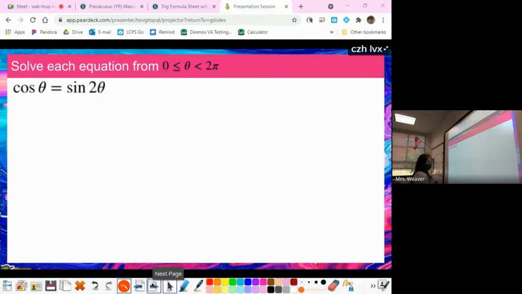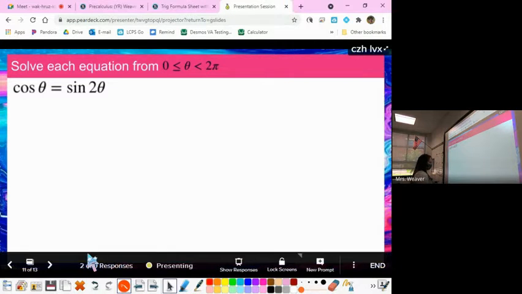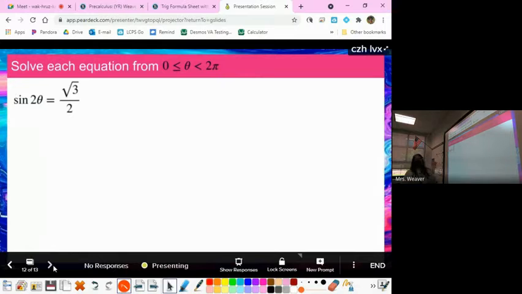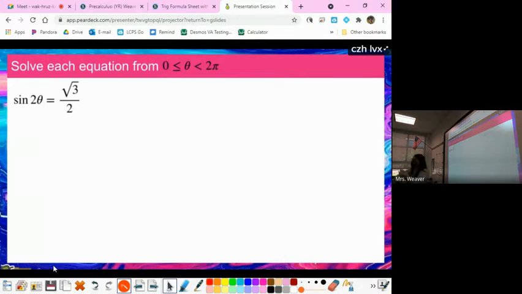This is the kind that he said we would get to in class. So on the video notes, he stopped on this one and said we'll get to it in class. Okay, notice that this one is already kind of in that last step. It already says sine 2 theta equals root 3 over 2. Can you see that? And we're looking for thetas between 0 and 2 pi.